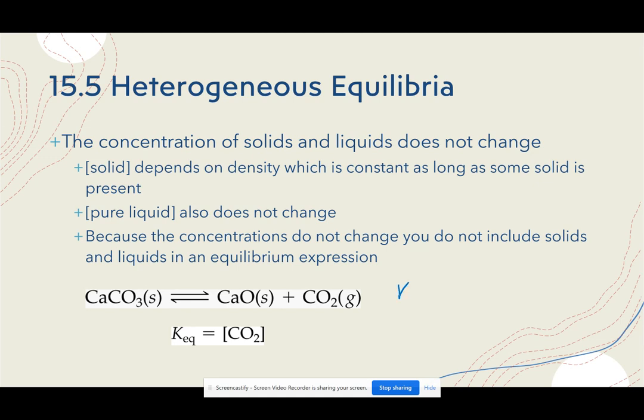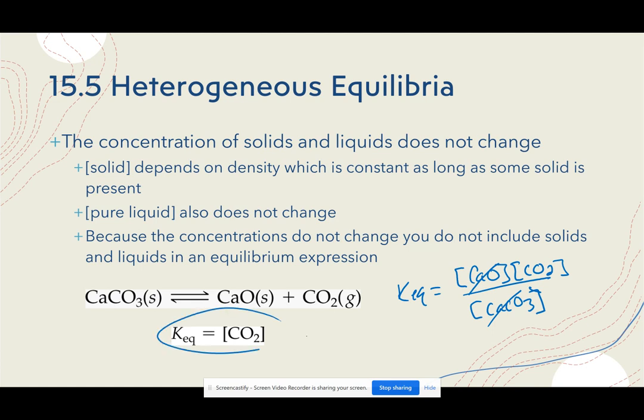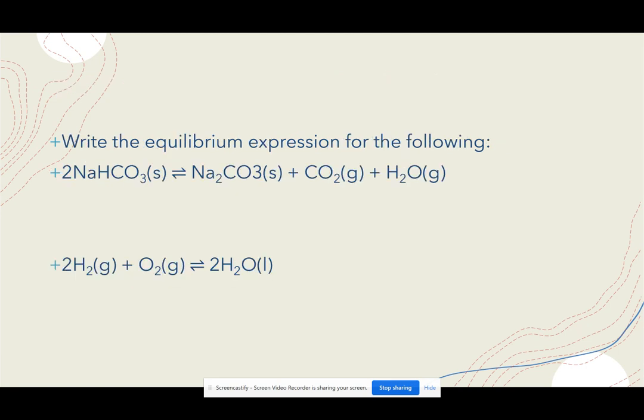So if I was writing my KEQ expression for this, it would be CaO times CO2 over CaCO3. That's how we wrote it before. But the calcium oxide and the calcium carbonate are solids, so their concentration will not change. Effectively, their concentration is constant, so you can think of it as 1. So it's not going to affect the value of KEQ, and so we just write KEQ for this one as equal to the concentration of carbon dioxide. So if I'm doing this example here, I'm not going to include the 2 solids.